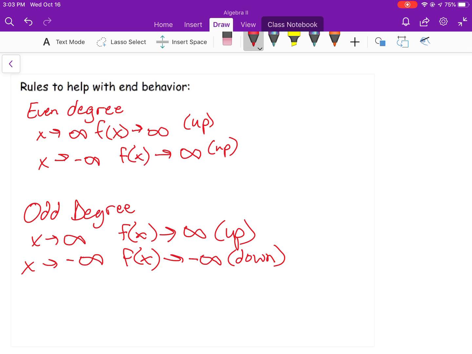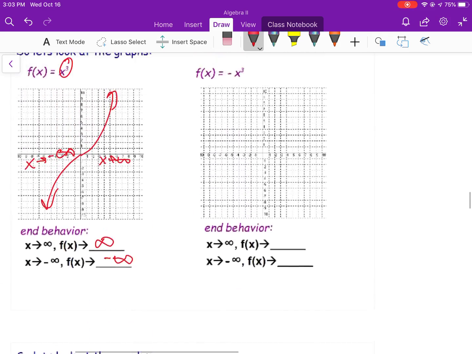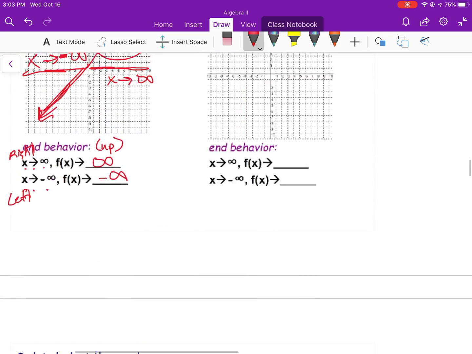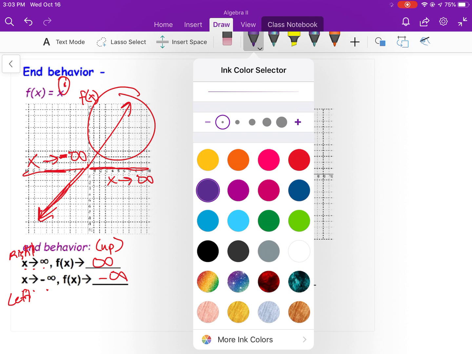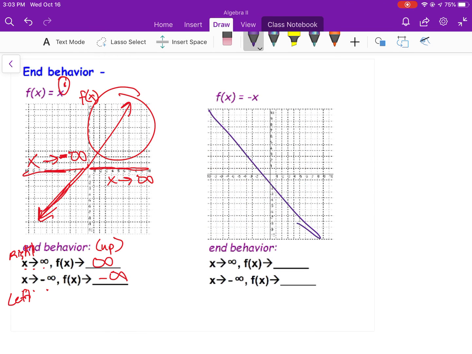Okay, so there's my rule: I've got to look at the degree, and then I've got to look for this. If I put a negative in front of x, here, I'll maybe do this in another color. Let's go purple. It's going to look something like that. It's going to go down with a negative slope. So now it kind of flip-flops. Now it's going down on the right side and up on the left.